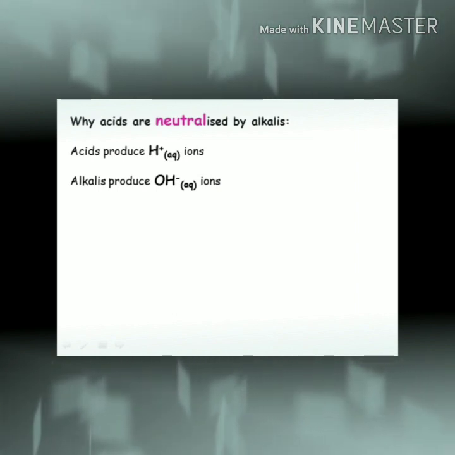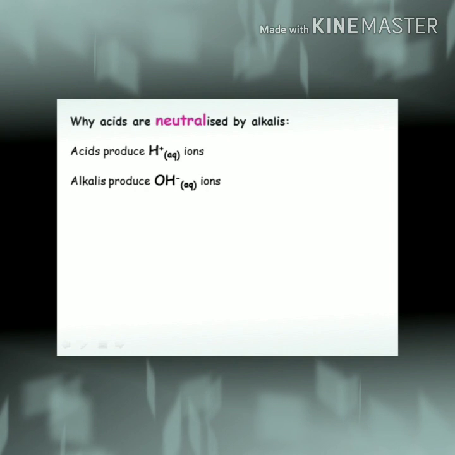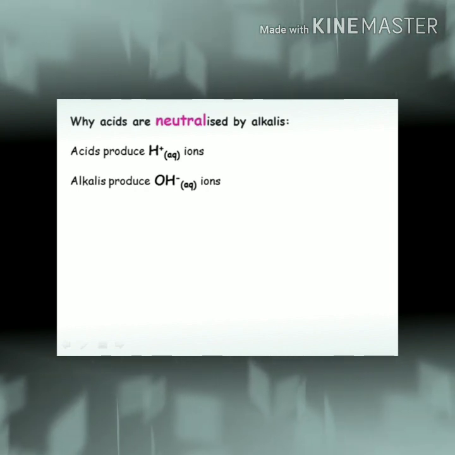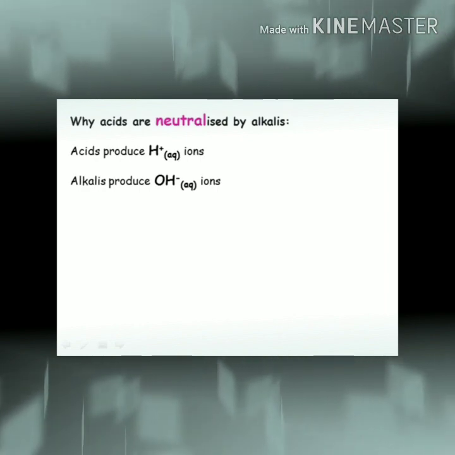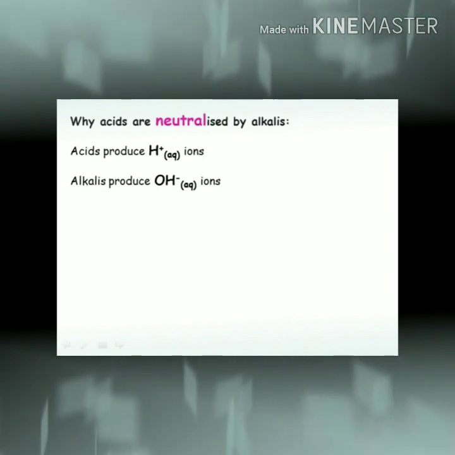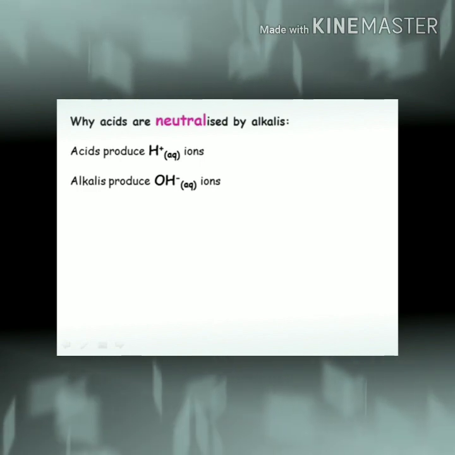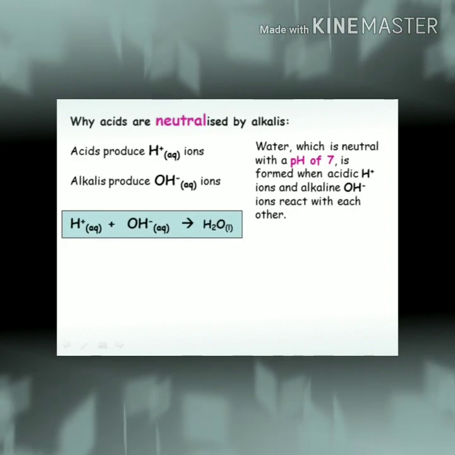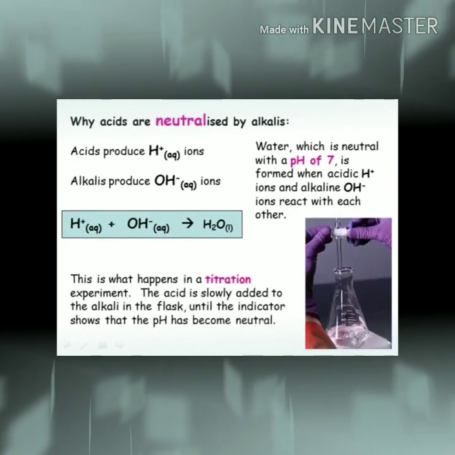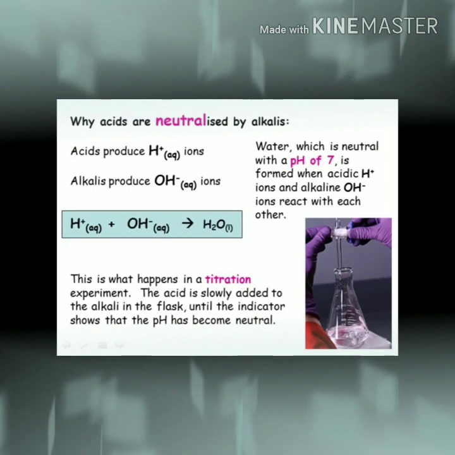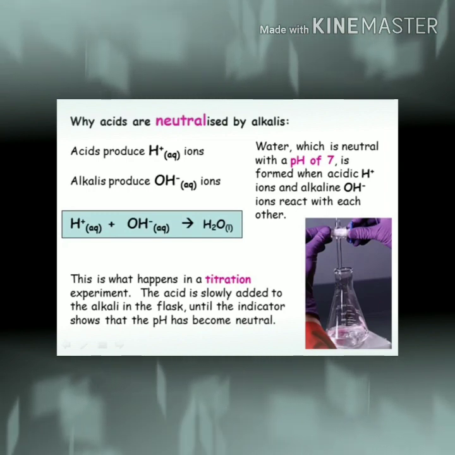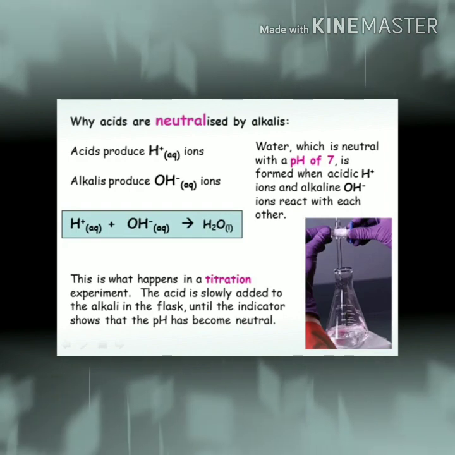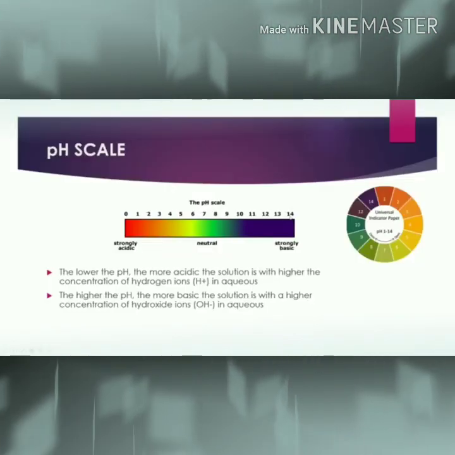One of the clearest examples of a neutralization reaction you can find here. We stated that all acids are acidic because they produce hydrogen ions, and all alkalis are alkaline because they produce hydroxide ions. Hydrogen ion and hydroxide ion react together, and the result is water. Water is neutral, with a pH value of 7. This reaction is important, students, especially in titrations.